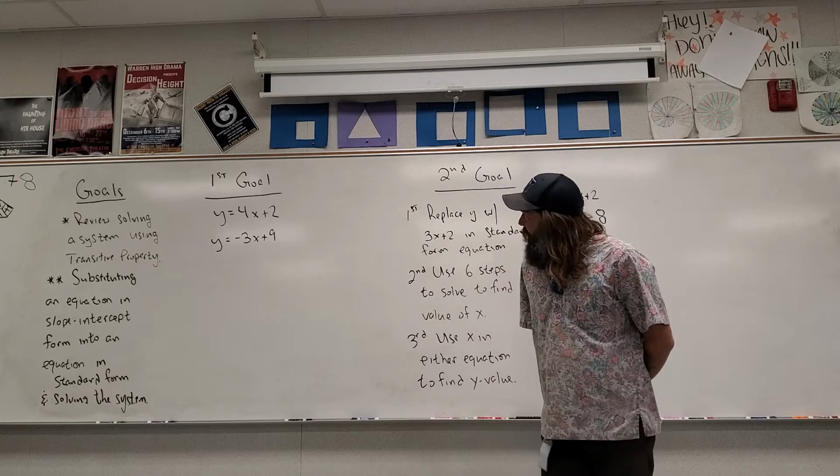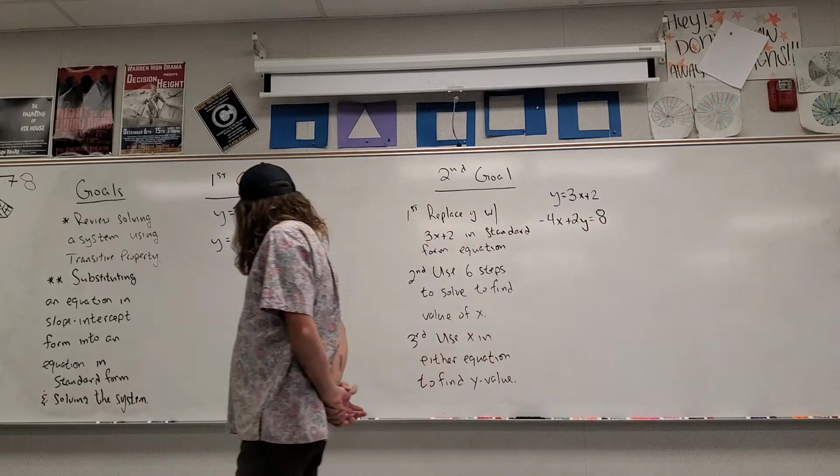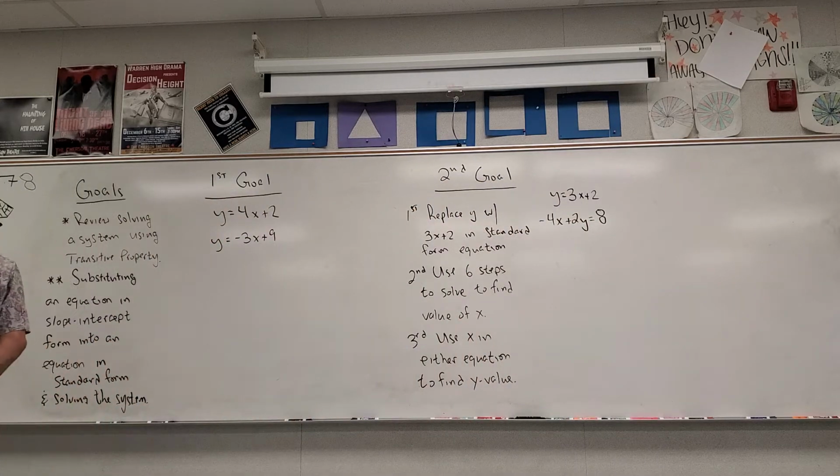Let's go ahead and start talking about our goals. This is for Unit 5, Lesson 4. We have two goals today. Our first goal is to review solving a system using the transitive property. And our second goal, a little long, but it's actually very much like the first goal, is substituting an equation in slope-intercept form into an equation in standard form and solving the system.